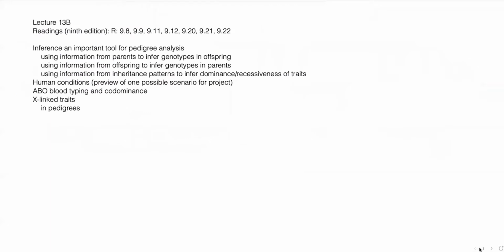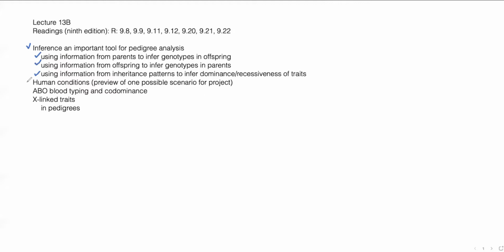back to our conditions, right? So inference, important tool for pedigree analysis. We've been talking about using information from the parents to infer genotypes of the offspring, using information from the offspring to infer genotypes of the parents, using information from the patterns of inheritance to infer whether a trait is dominant or whether it's recessive, right? That was the last thing we did.